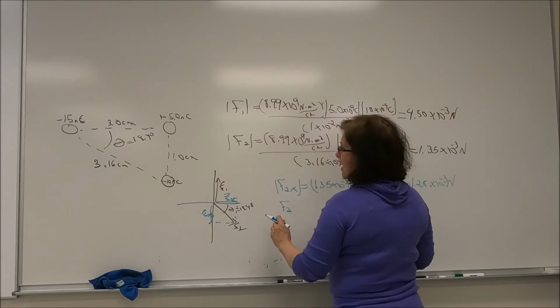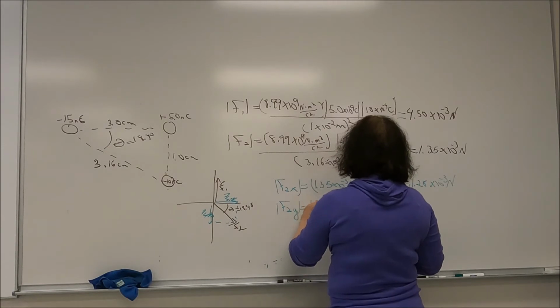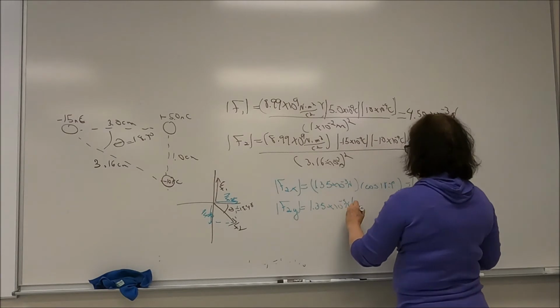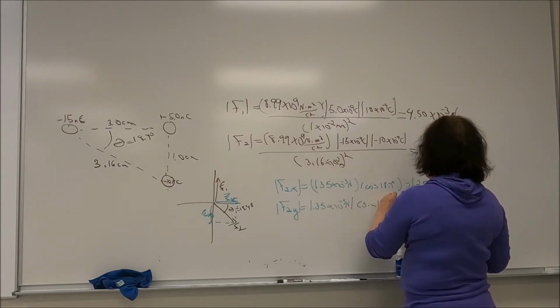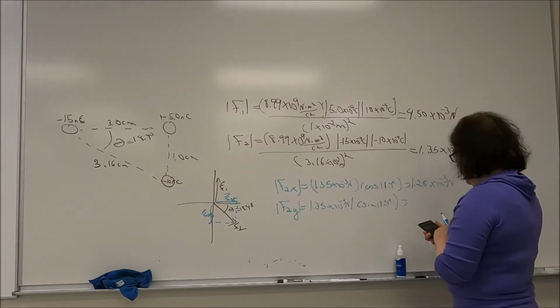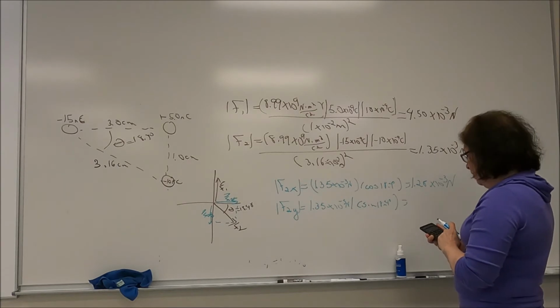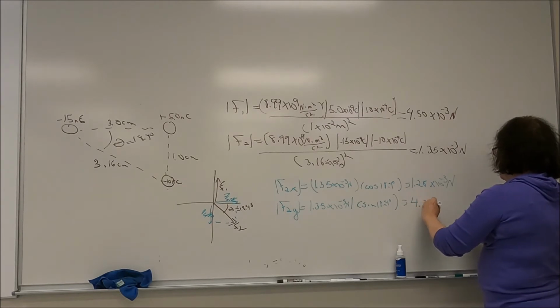Force 2y is going to have a magnitude of 1.35 times 10 to the minus 3 newtons times the sine of 18.4 degrees. So 18.4 sine times 1.35 times 10 to the minus 3 gives me 4.26 times 10 to the minus 4 newtons.